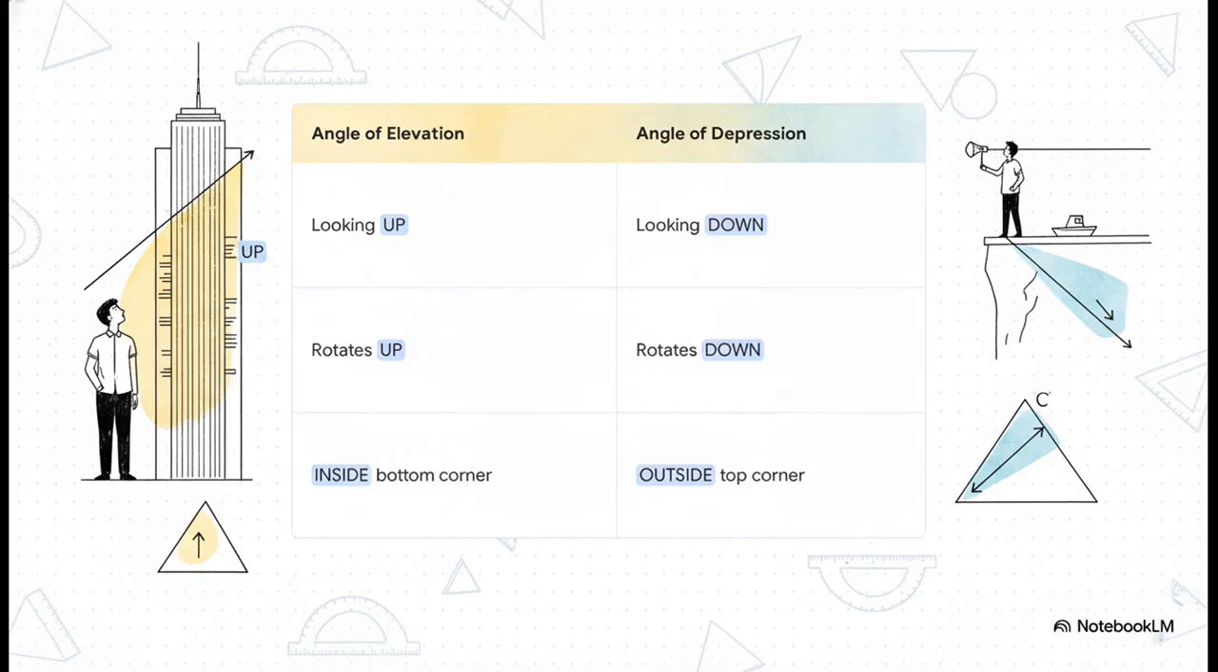The angle of elevation, that one's pretty straightforward. You start at your horizontal line and you look up. The key detail here is that it always sits inside the bottom corner of your triangle. But the angle of depression, that's the tricky one. You start at the horizontal and you look down. But notice this, the angle actually sits outside the top corner of your triangle. That little detail is what trips everybody up.